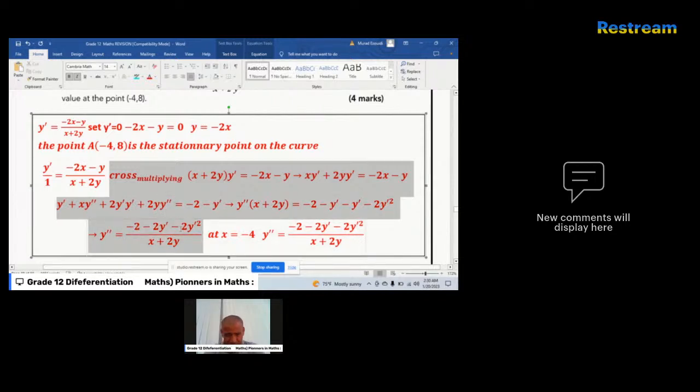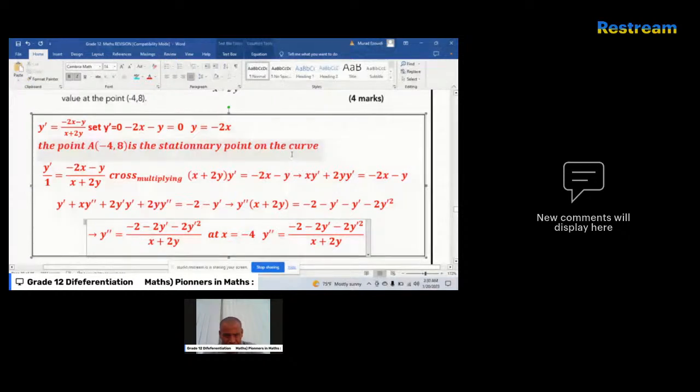Y double dash is minus 2, it will be minus 4. Okay, no problem, look here. First of all, I should calculate y dash. Y dash when x equals negative 4: negative 2 multiplied by negative 4 is 8, minus 8, so y dash is 0.